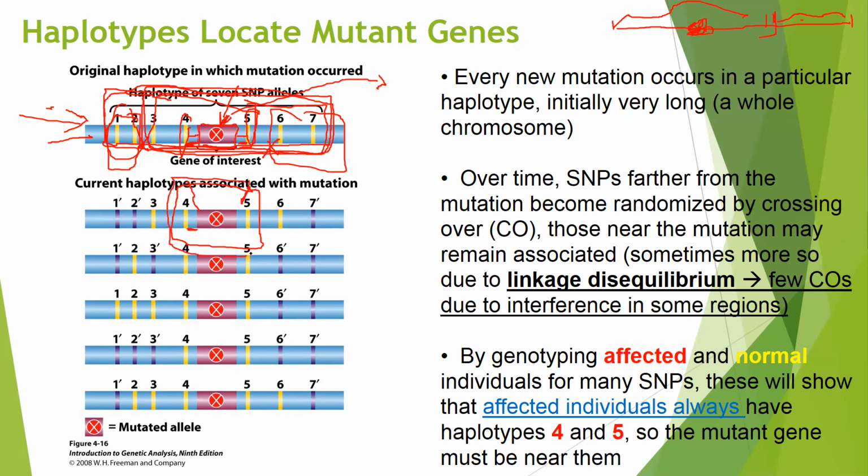So if we can identify some markers that are associated with the disease, then we believe that the affecting genes should be around that marker. Yeah, that's the reasoning behind it.